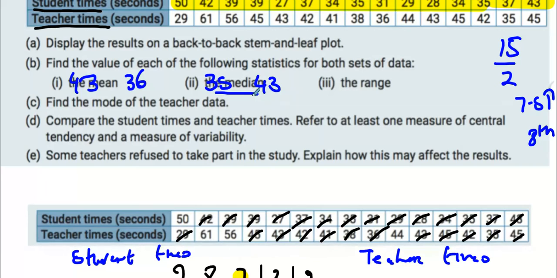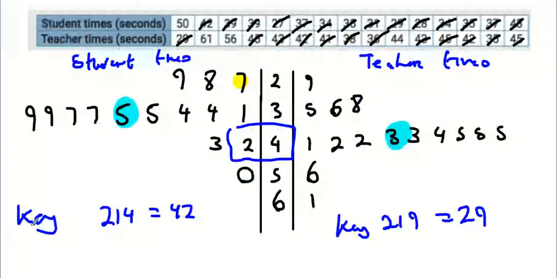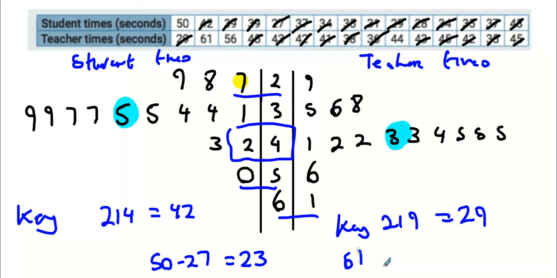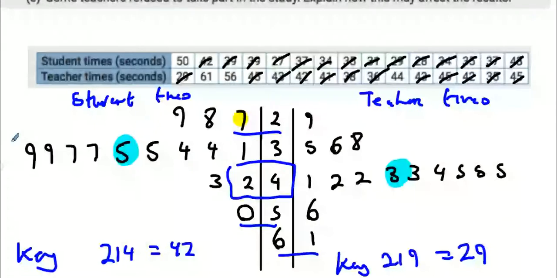Right. The easiest question in all of statistics is the range. Top score take away bottom score. 50 take away 27 is what? So the student's range is 23, and the teacher's range is 61 take away 29, 32. Is that all right? 23 and 32 for the two ranges. All right, excellent.